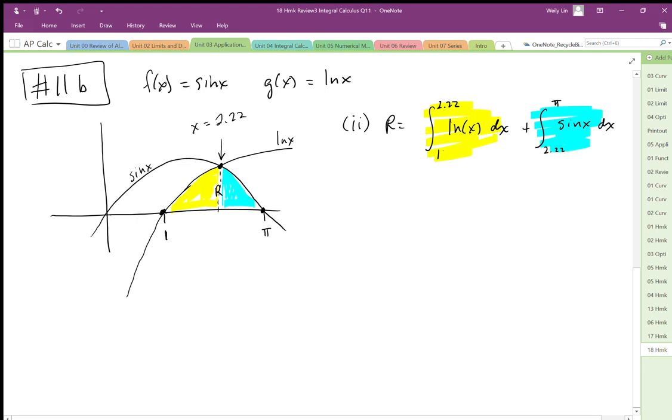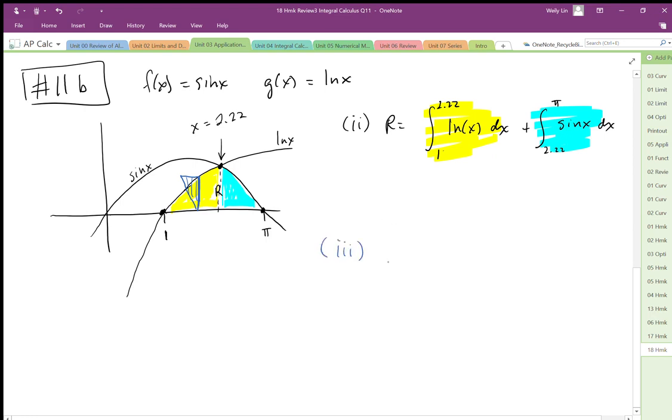Part 3 says that this base represents the solid with cross-sections perpendicular to the x-axis that are equilateral triangles. So basically, out of this base, if we take that section there, we have equilateral triangles coming out of that. We want to find the volume made by that shape. So 3 is going to be the volume.